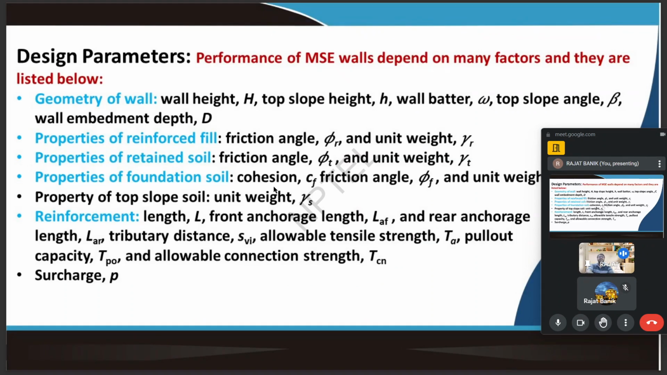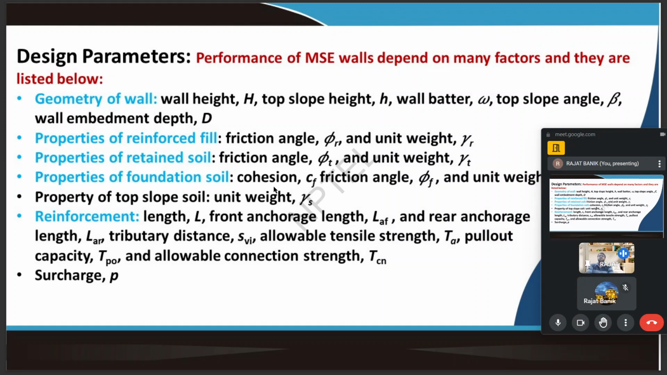So now we discuss the design parameters. The performance of mechanically stabilized walls depends on many factors, listed below. Geometry of the wall: the wall height we denote as H, the top slope height we need to check, and the wall batter angle we also need to check. Then the top slope angle, which is beta. The wall embedment depth also we consider, which is capital D.